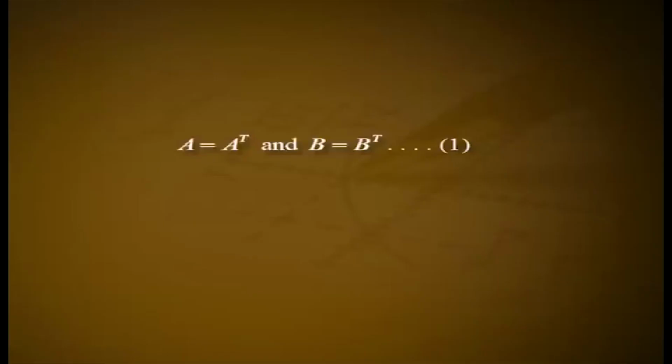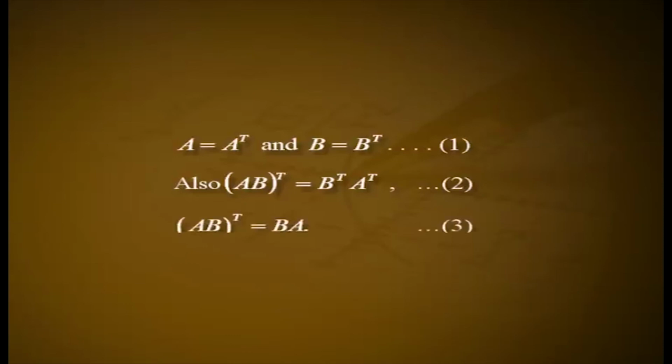Theorem 2: suppose A and B are symmetric matrices of the same order, then AB is symmetric if and only if AB is equal to BA. Proof: A and B are symmetric matrices implies A is equal to A transpose and B is equal to B transpose, equation 1. Also, transpose of AB is equal to the product of the matrices B transpose and A transpose, equation 2, by the reversal law of transpose. Using equation 1, equation 2 implies transpose of AB is equal to BA, equation 3. Now, AB is symmetric if and only if transpose of AB is equal to AB, if and only if, using equation 3, AB is equal to BA.